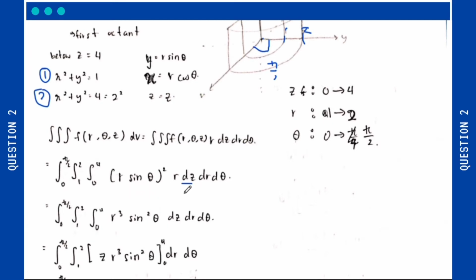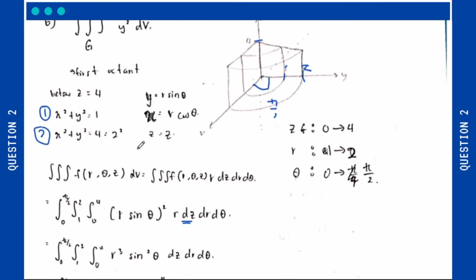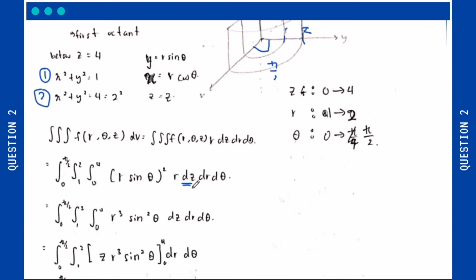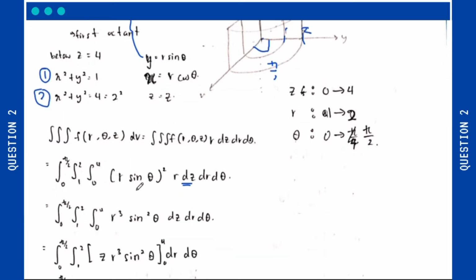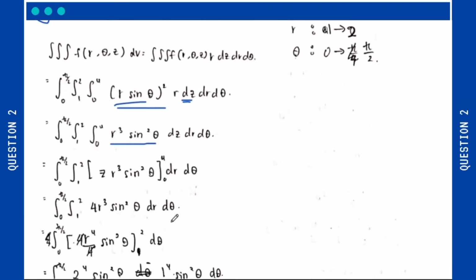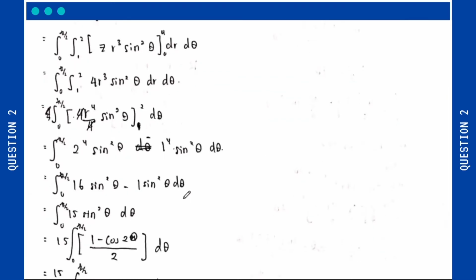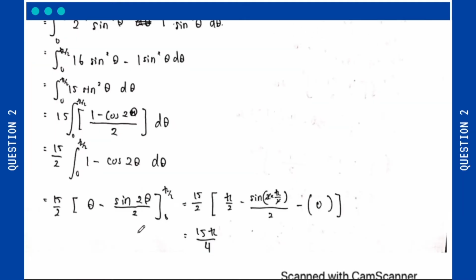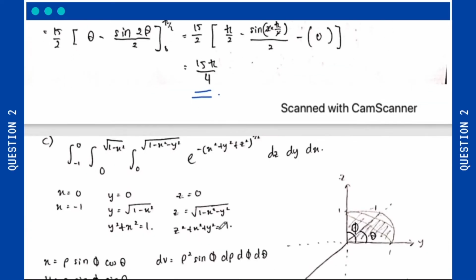Okay, we integrate with respect to z first. We know that y is equal to r sin theta. Substitute r sin theta into y squared. We got this one, and then we integrate with respect to z. We get with respect to r and with respect to theta. We got 55 over 4. That's the answer.